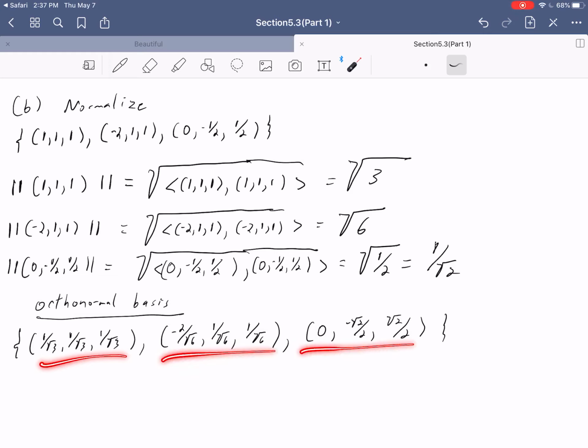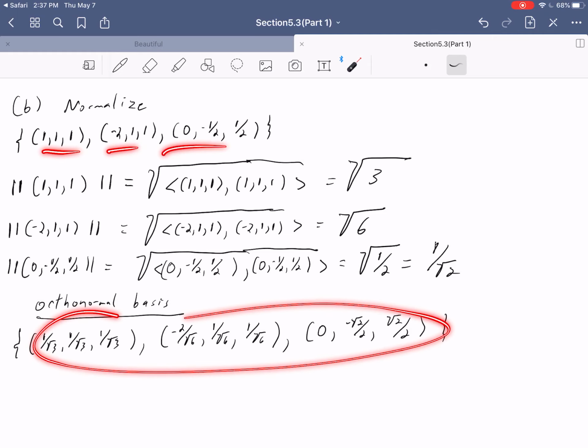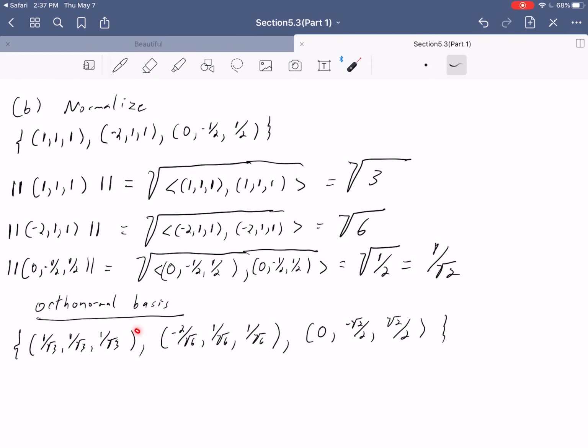Each of these will now be guaranteed to have norm 1. Of course, they'll still be orthogonal because each of these is just a scalar multiple of the earlier ones. To check that they're all unit vectors, just think about this one. The inner product with itself gives 1/3 plus 1/3 plus 1/3, which is definitely 1.